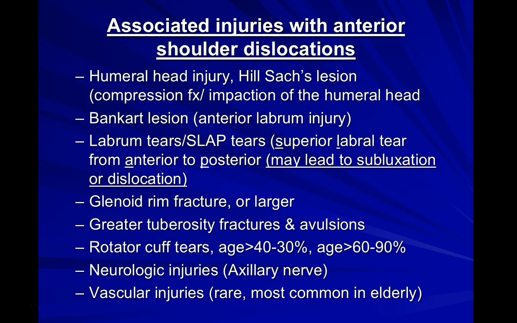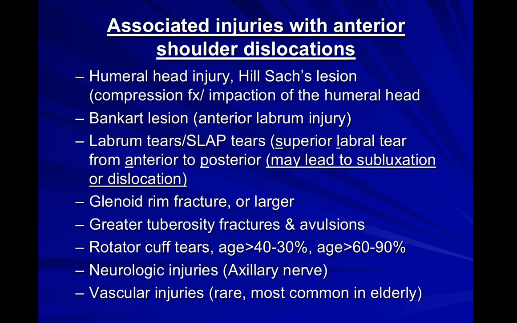The problem with dislocating a shoulder is that a lot of times we get associated injuries with it. So we could have injury to the humeral head. We can get what they call a Hill-Sachs lesion, which is basically when you get impaction, like a compression fracture of the humeral head into the glenoid cavity. And along with that, you're probably going to get things like a labral injury as well. A Bankart lesion is what is known as an anterior labrum injury.